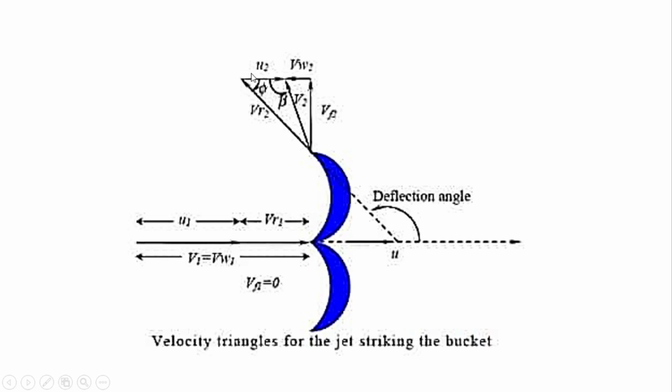When it leaves the bucket, the relative velocity at outlet is VR2, V2 is the absolute velocity of water at outlet, and U2 is the velocity of the bucket. VW2 is again a tangential velocity, and VF1 is the velocity of flow. The deflection angle is there, so you can draw the velocity triangle like this. Just draw it many times so that you get used to it, and while you solve problems, this will help you very much.